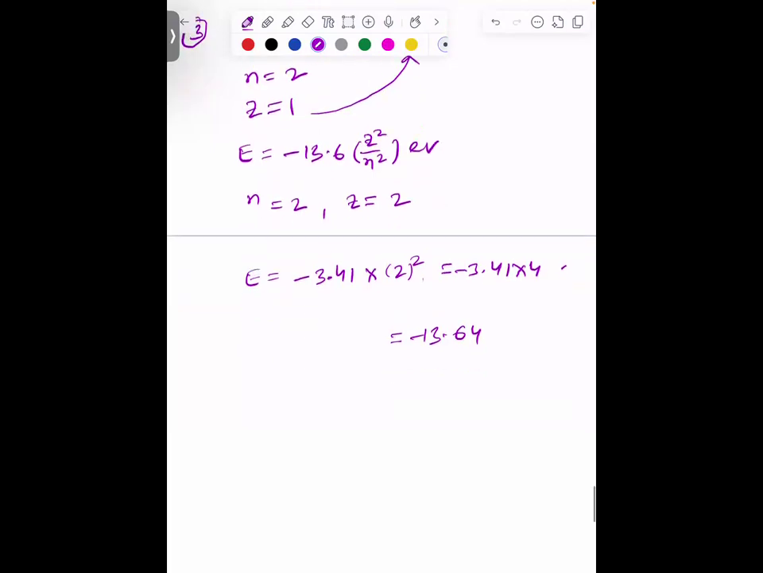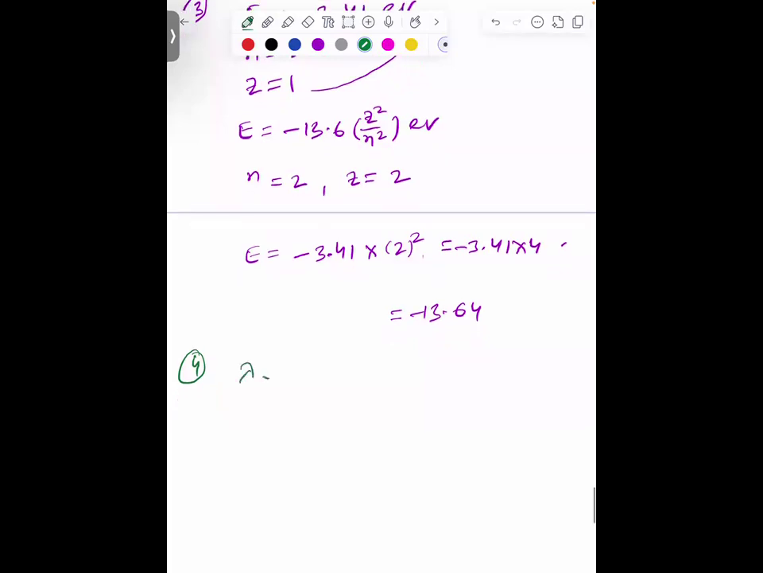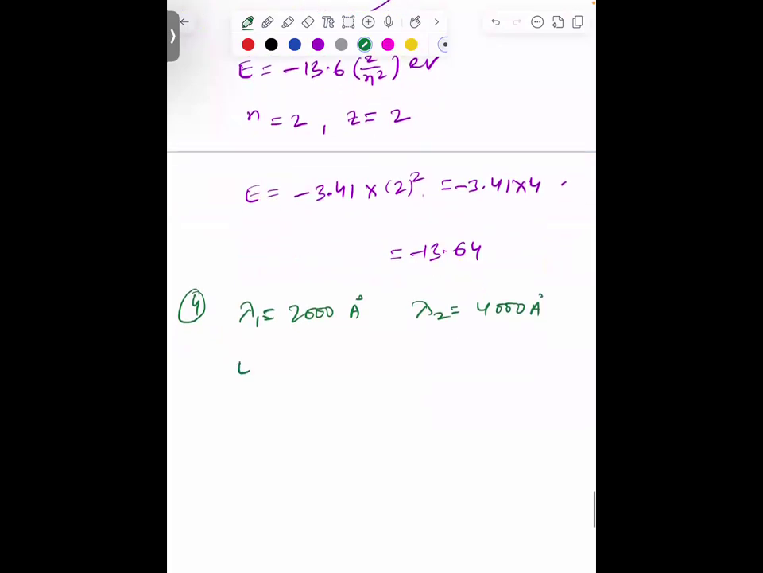Complete. Now, next question, question number 4. Question number 4 is the ratio of energy of photon of wavelength lambda 1, which is 2,000, and lambda 2, which is 4,000 angstrom. But it is asked the ratio of energy, so that is E1 upon E2.